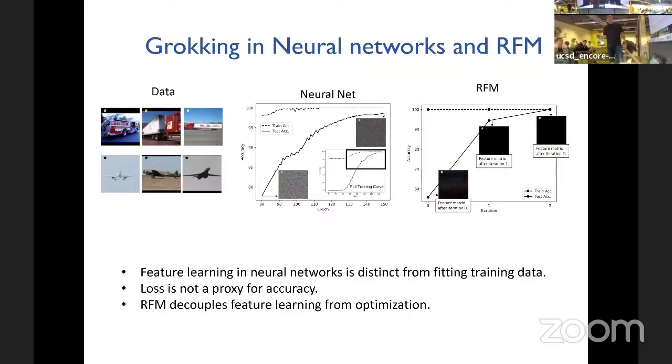Oh yeah, I should make one more point here. Sorry, I forgot. With the recursive feature machine, with our method, the accuracy is always 100%. So it's completely decoupled. The accuracy and feature learning are completely decoupled, because in this experiment, it always fits the data exactly. So accuracy literally tells you absolutely nothing. Even loss tells you nothing, right? The loss is literally 0. So you can look at the loss; it doesn't tell you anything.